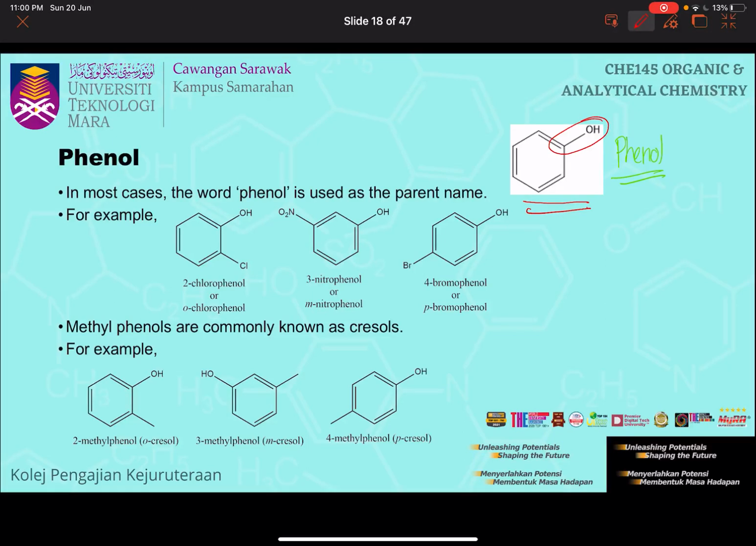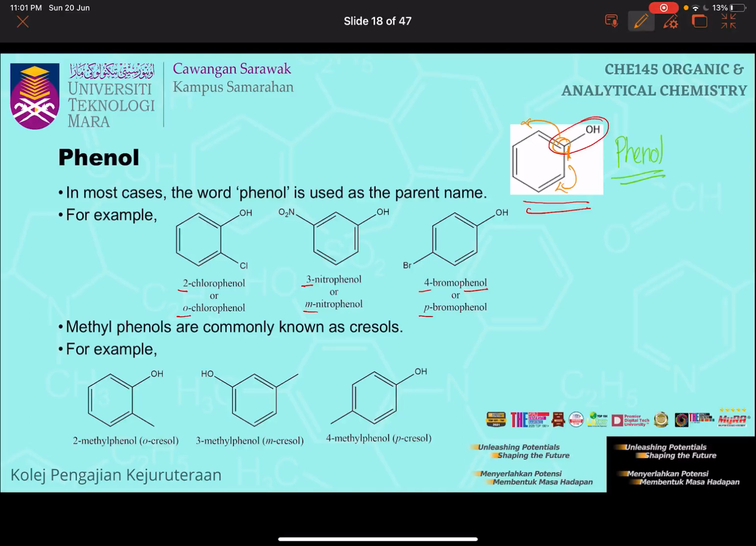If it is di-substituted like these examples, then you can use ortho, meta, para, or if you're unsure whether you're right or wrong, you can also use 2, 3, 4. If you use the term phenol, automatically the carbon that carries the hydroxyl group is carbon 1. It can be clockwise or anti-clockwise, it doesn't matter, but this carbon has to be carbon number 1.